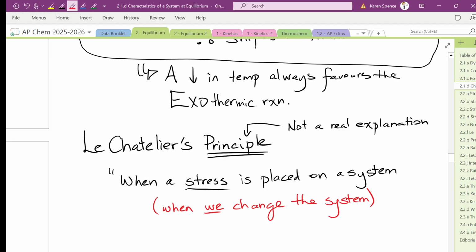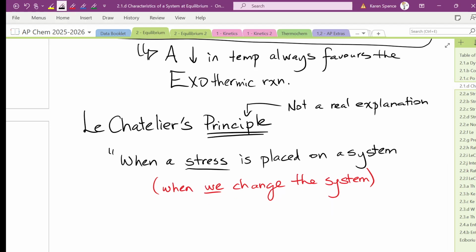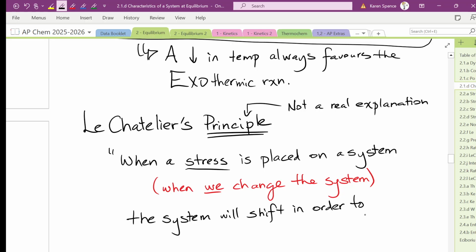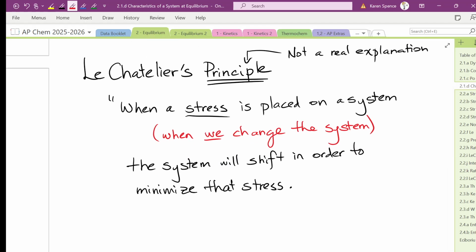So when a stress is placed on a system, the system will shift in order to minimize that stress. So when we change something, the system will try to undo that change. It'll try to change it in the opposite direction.